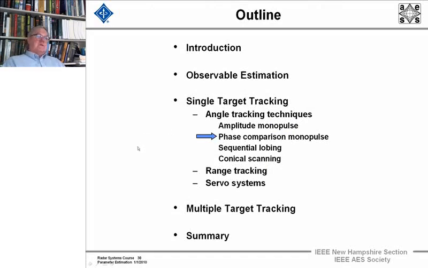Okay, now we're going to take a break before we go on to the third section, where we're going to look at a different technique. That last technique we looked at was amplitude monopulse, and next we'll look at phase comparison monopulse and go through some of these other techniques in more detail.